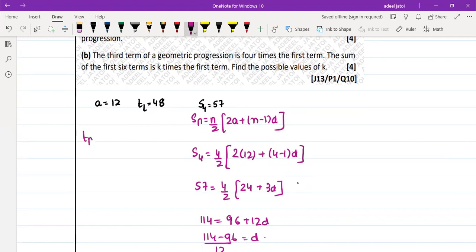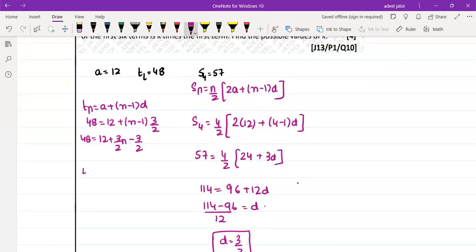The formula for the nth term is Tn is equal to a plus (n minus 1)d. Now you already know that the value of the last term is 48. Your first term is 12. You do not know n, but yes, you know d, that is 3 upon 2. So 48 is equal to 12 plus 3 upon 2 n minus 3 upon 2.